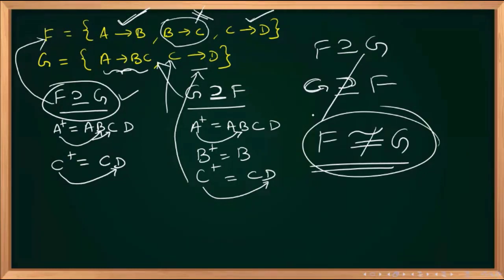So this question you understood. Now cover is very much clear to you. What is a cover? F is covering G or G is covering F. If both are covering, F is covering G and G is covering F, we can say that F is equivalent to G. The F functional dependency set is equivalent to the G functional dependency set. Okay, fine. So now we are ready to go and study minimal cover.